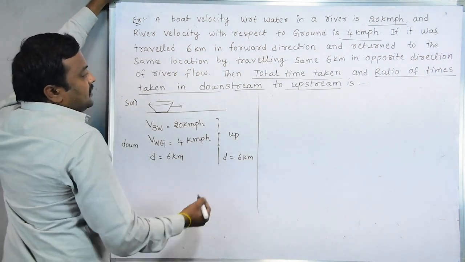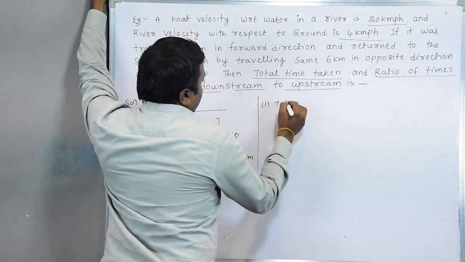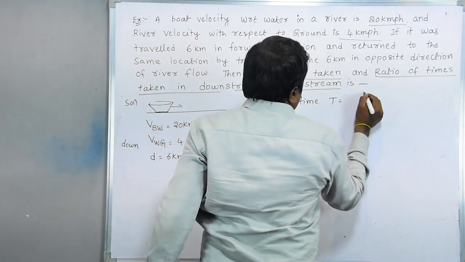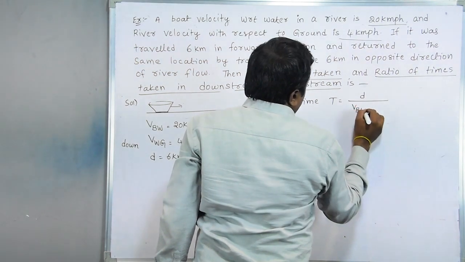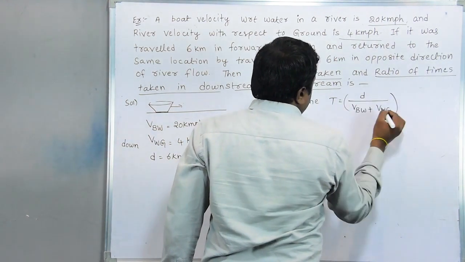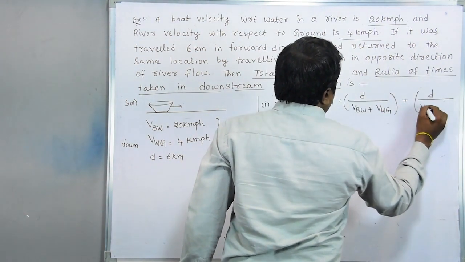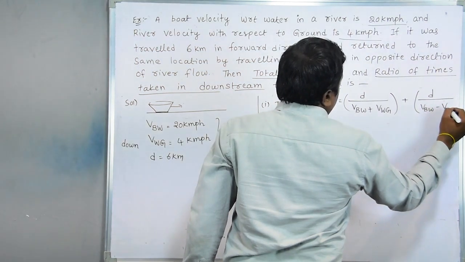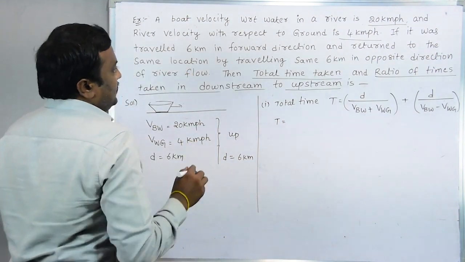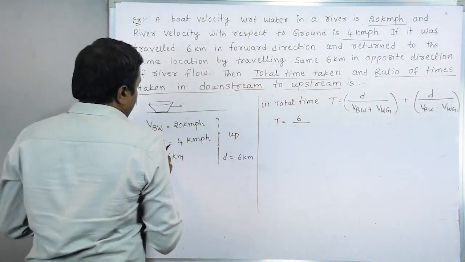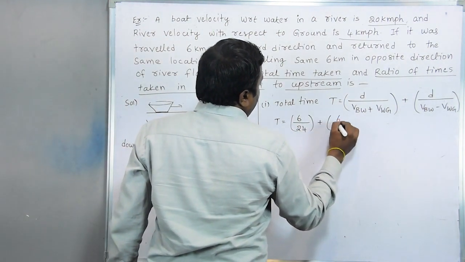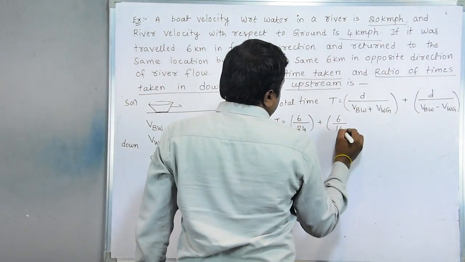First point he asked: the total time T. What is the formula? T is equal to D by VBW plus V water with respect to ground, plus D by VBW minus VWG. So T is equal to distance 6 by the addition of these two, 20 plus 4, 24, plus 6 by 20 minus 4, 16.